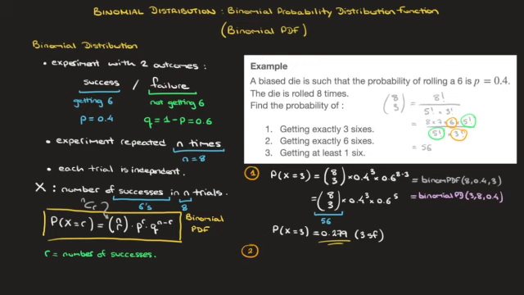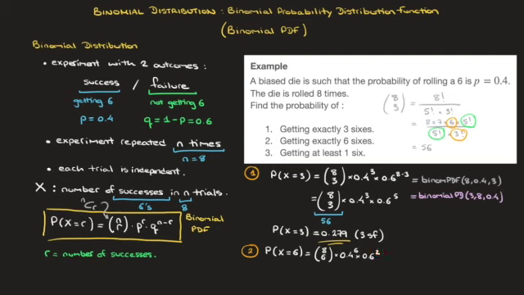Question 2, we need to find the probability of getting exactly 6 6s. In other words, we need to find the probability that the number of successes equals 6. Well, first of all, using the binomial PDF that we have here, we can state that that's equal to the binomial coefficient 8, 6 times the probability of a success, so 0.4 raised to the power of 6, times the probability of a failure, so 0.6 raised to the power of 8 minus 6. So that would be 2.